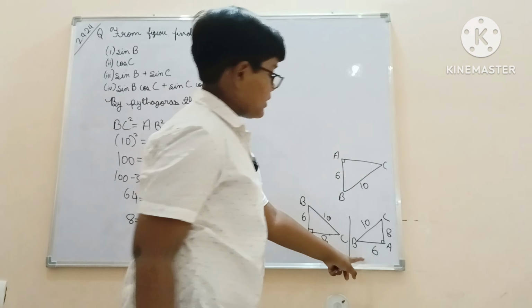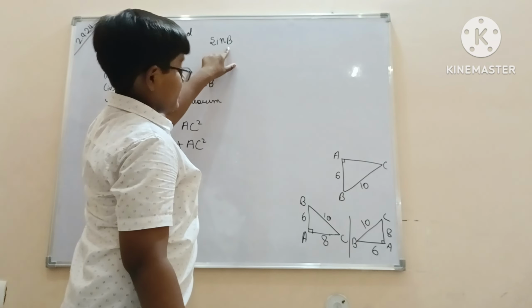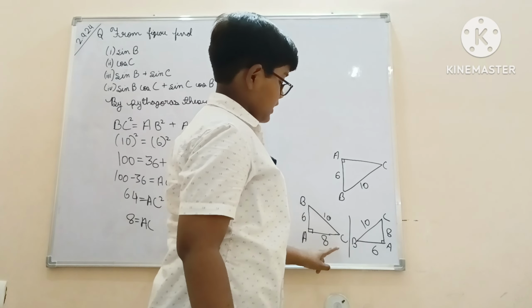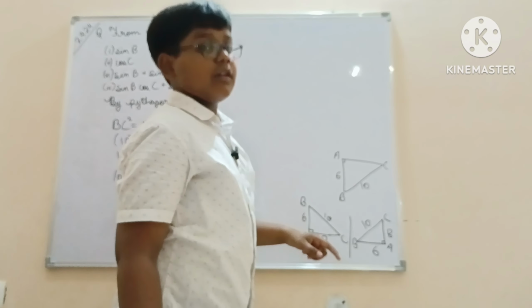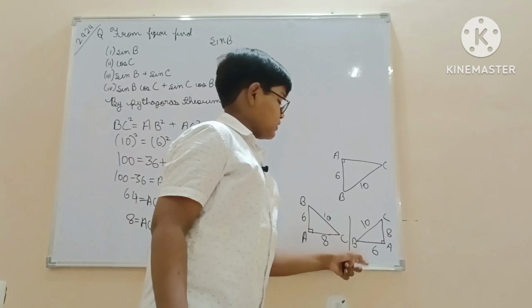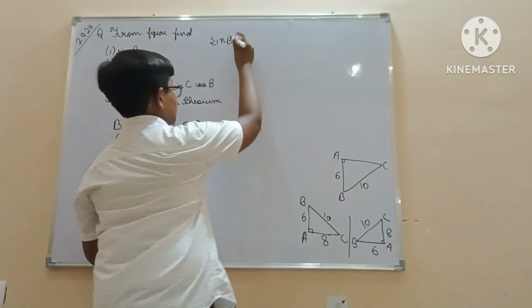So this triangle will be considered as sine. It is written here sine B, and B is the acute angle. If C is the acute angle, we will consider this triangle in sine C or cos C. So we will consider this triangle in this trigonometrical ratio.